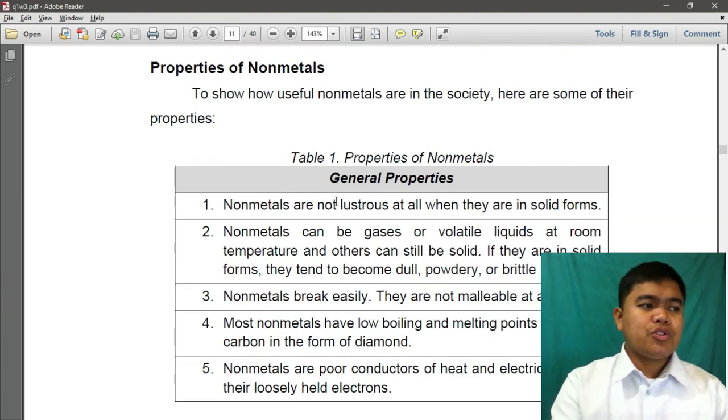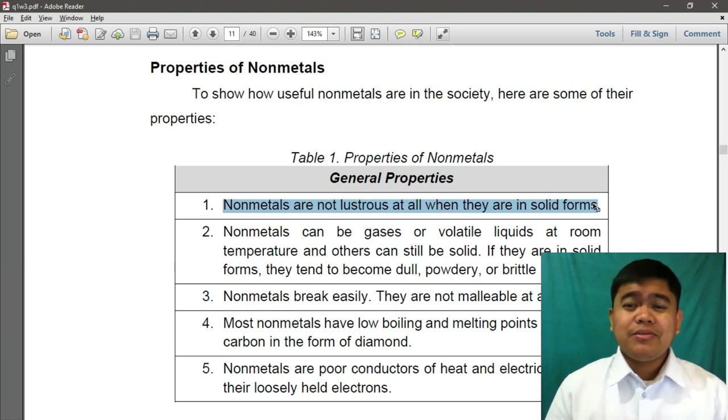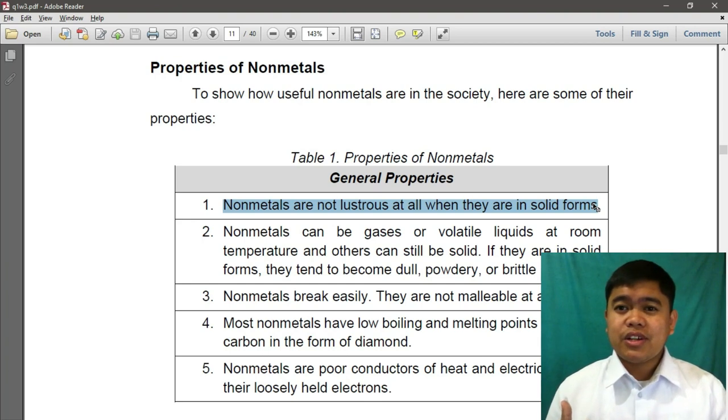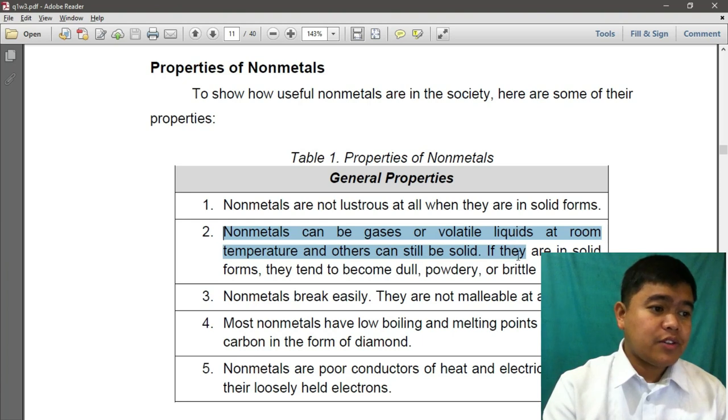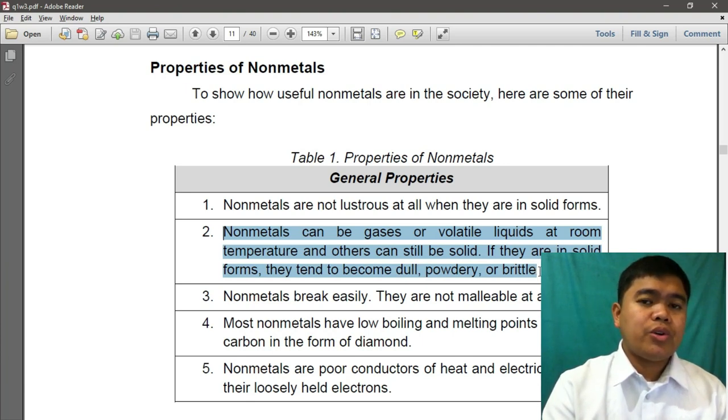So in this module, there are listed 5 general properties of nonmetals. The first one, nonmetals are not lustrous at all when they are in solid forms. As I said a while ago, unlike metals, which are shiny, nonmetals are not shiny at all. Number 2, nonmetals can be gases or volatile liquids at room temperature, and others can still be solid. If they are in solid forms, they tend to become dull, powdery, or brittle.